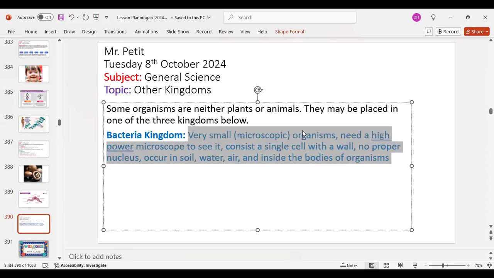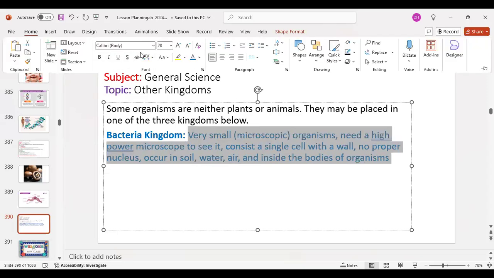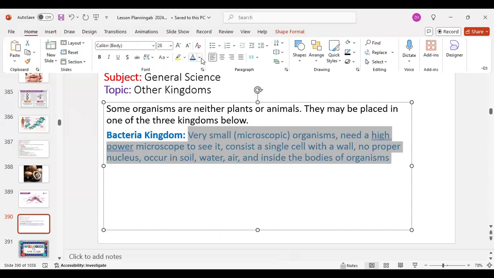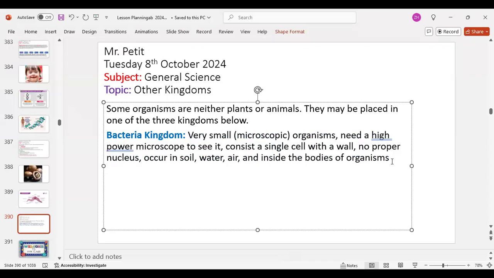So the bacteria kingdom is very small. You can't see them with your naked eye. And I can prove it. Say you wanted to microwave some food, then you went to sleep and forgot to microwave it. When you come back in the morning, how is that going to smell? It's going to smell foul, right? What do you think is acting on that particular food? Bacteria, right?